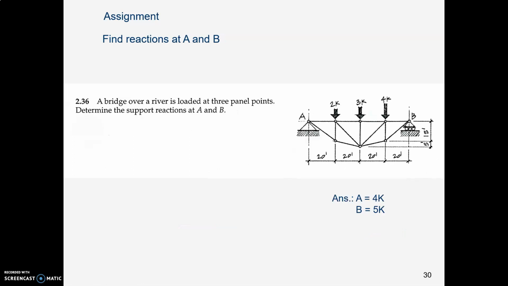And then here is a truss. The other example we looked at was a truss. This is a truss, but it's a different shape. And here are the answers that you should come up with after you figure out the sum of all moments. You'll find that B is holding up 5,000 pounds, and then A is holding up 4,000 pounds.